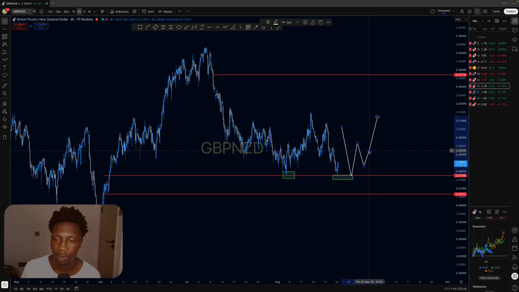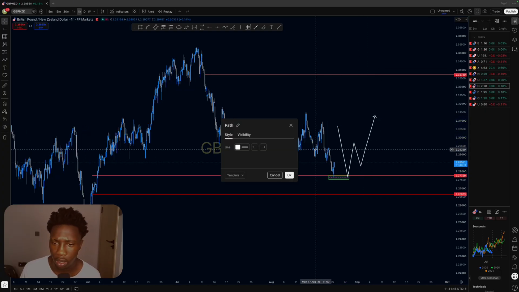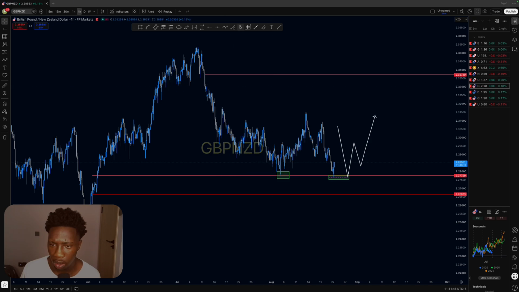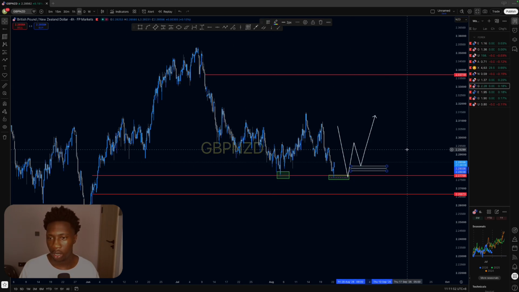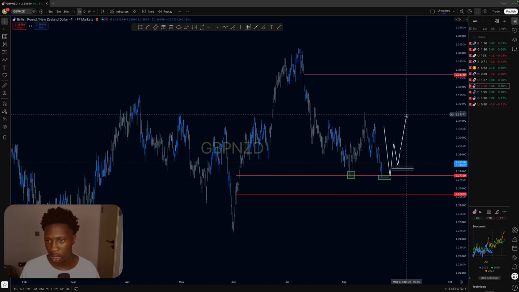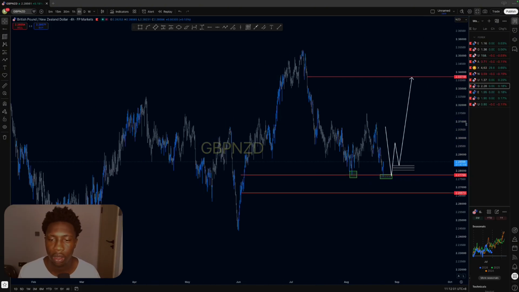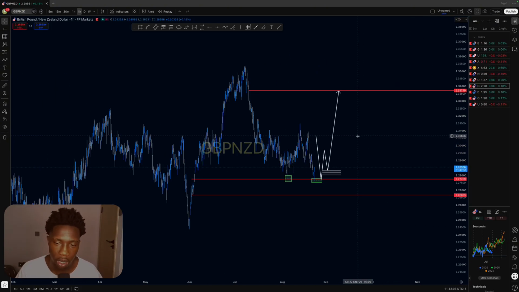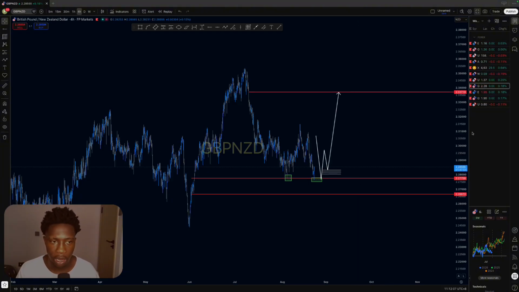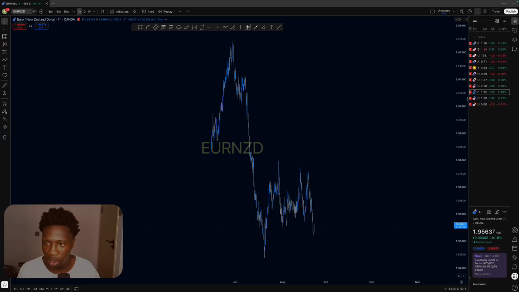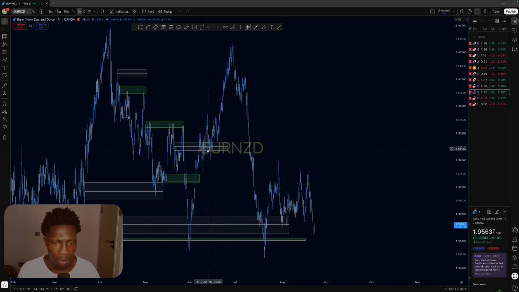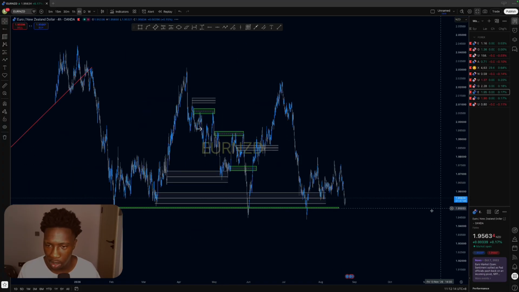Also here, this is the area we'll take our trade, targeting this high like this. So this one is a trade that will take another time, not right now. We'll give it time. And GBPUSD, yeah, it's Euro NZD.